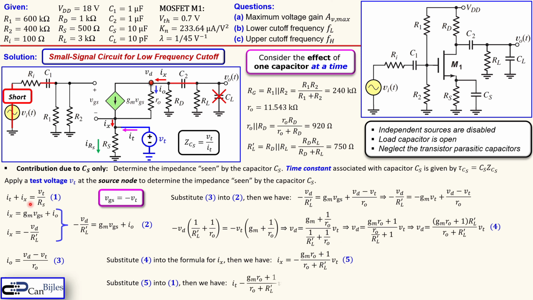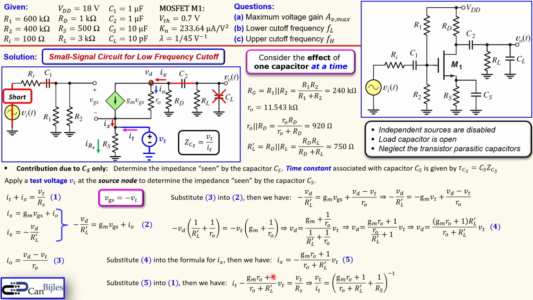Then we have the following. So IT, this Ix is here, so minus this complete thing with the VT in it. So that is perfect because that's the only thing we need, IT and VT. And the right side is VT over RS. So you can see that we have an expression as we wanted, just in terms of IT and the VT. So test current and test voltage.